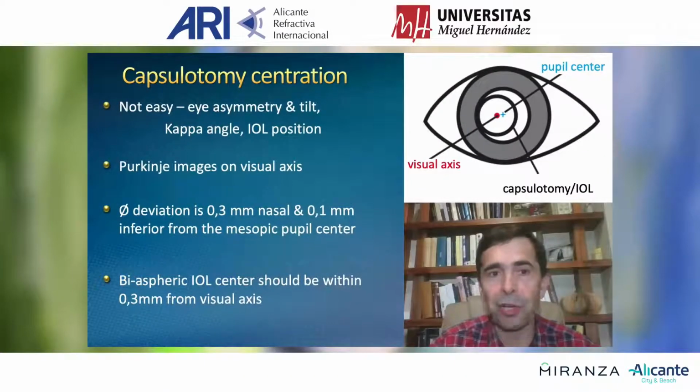Perhaps for capsulotomy centration, which is not easy because of eye asymmetry and tilt, different kappa angles, and different IOL positions. What we know is that Purkinje images are on the visual axis, which is 0.3 millimeter nasal and 0.1 millimeter inferior from the mesopic pupil center, and the biaspheric IOL center should be within 0.3 millimeters from the visual axis, so the centration is crucial.